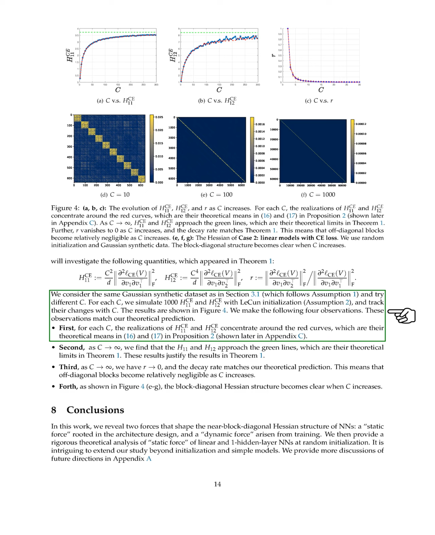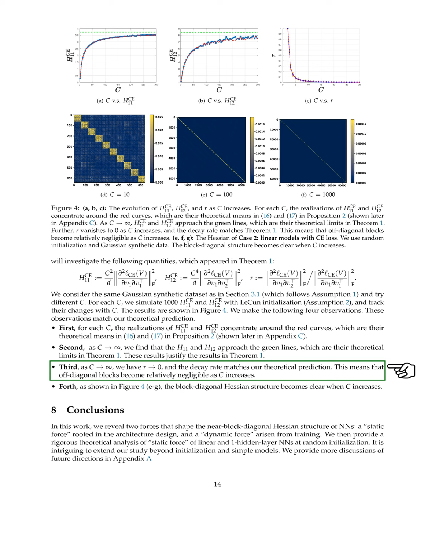First, the realizations of certain components cluster around their theoretical means. Second, as a parameter increases, we observe that other components approach their theoretical limits. Third, we find that the decay rate matches our predictions, indicating that off-diagonal blocks become less significant as the parameter increases. Finally, we see that the block diagonal Hessian structure becomes more apparent with increasing parameters.